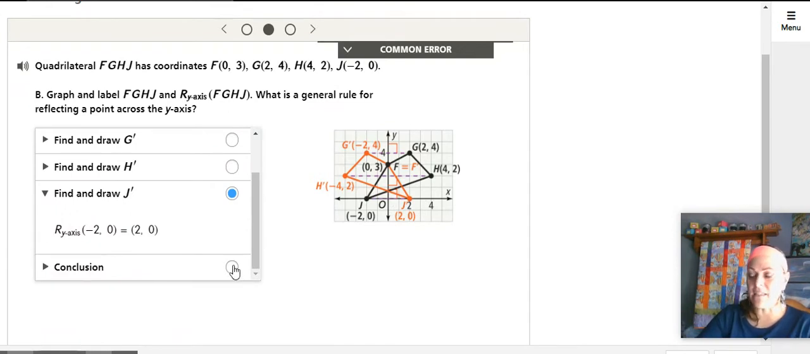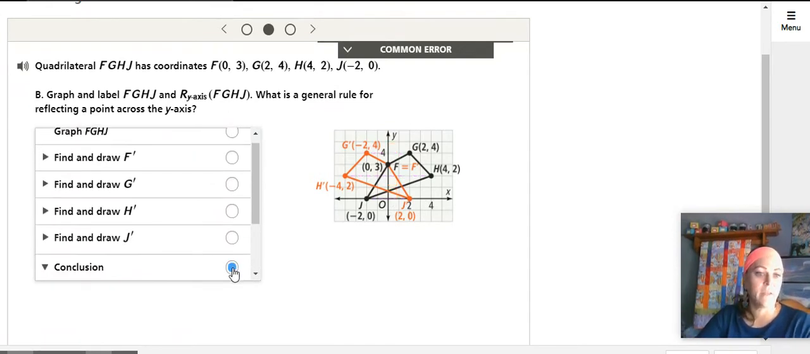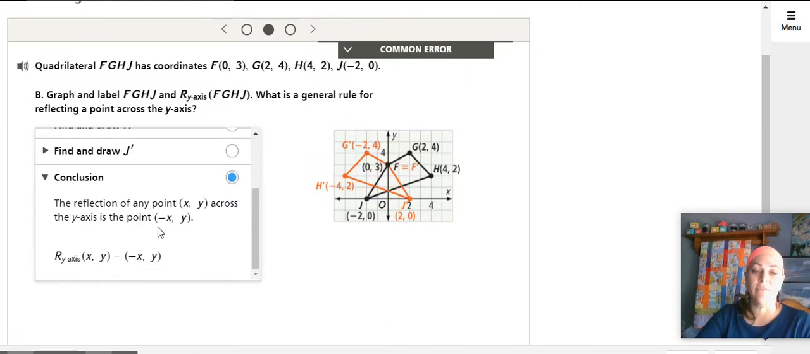And you might already see the conclusion or the pattern. The conclusion says, if you're going to reflect across the y-axis, the x is what changes. The y stays the same, but the x becomes negative. So if it's a 2, it goes to -2. If it's a 4, it goes to -4. If it's a -2, the opposite of -2 is a positive. So if it starts positive, it goes negative. If it's negative, it goes positive.